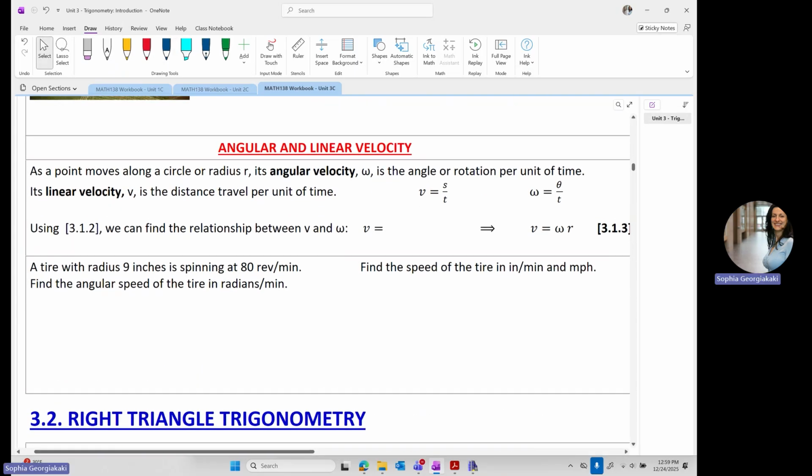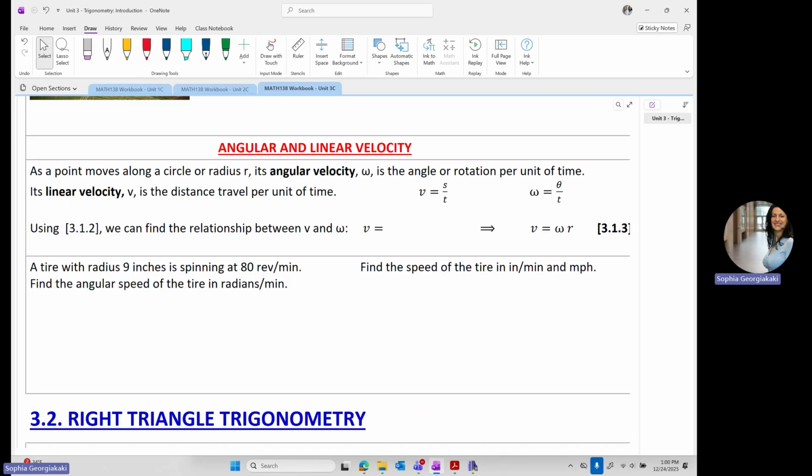The last application for the introduction to angles is angular and linear velocity. As a point moves along a circle of radius r, its angular velocity, omega, is the angle of rotation per unit of time. Now, the linear velocity is the distance you cover over time. So we do know that velocity is s over t. S would be the arc covered on the circle that a point is on. The omega, which is the angular velocity, will be theta over t.